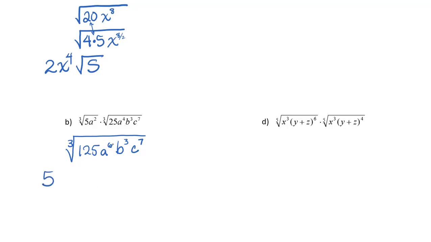A to the sixth, if you take the 6 and divide it by 3, you know that a squared will come out of the cube root. Same with b. b is to the third, divided by 3 gives me 1, so b to the 1 comes out. Lastly, this c to the seventh we know could also be thought of as c to the sixth times c, and so c to the second comes out, and we're left with the cube root of just c.